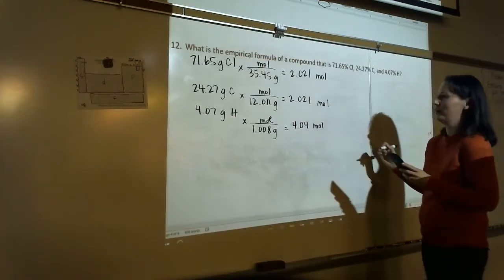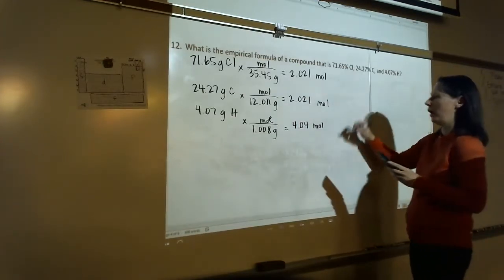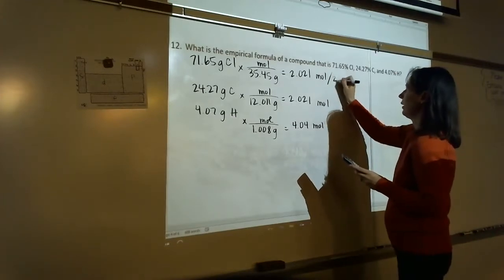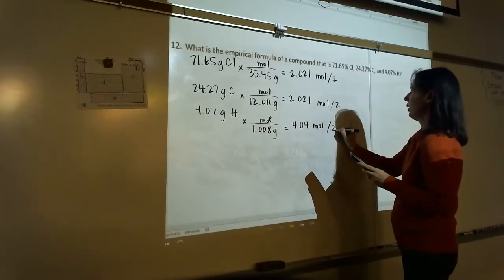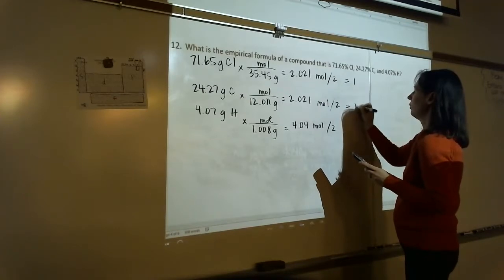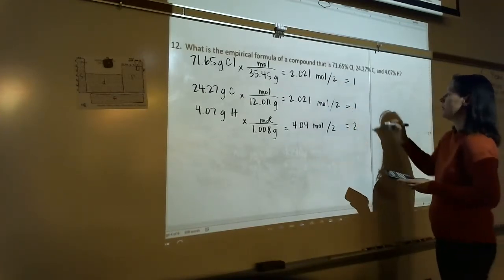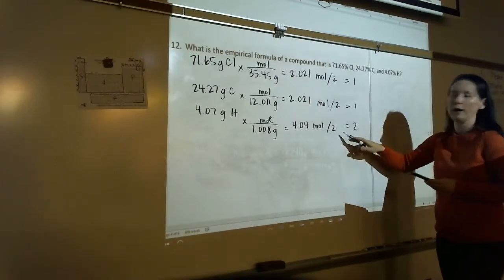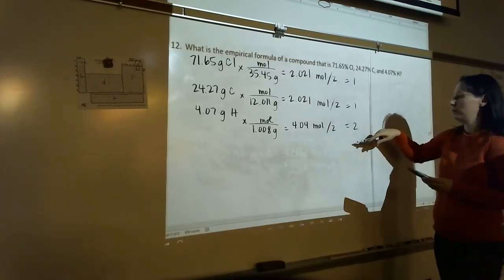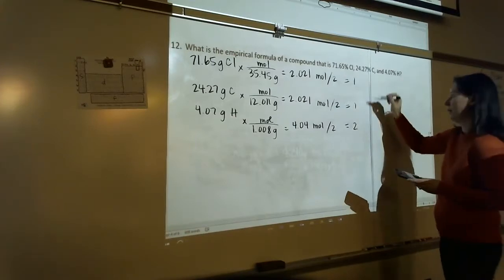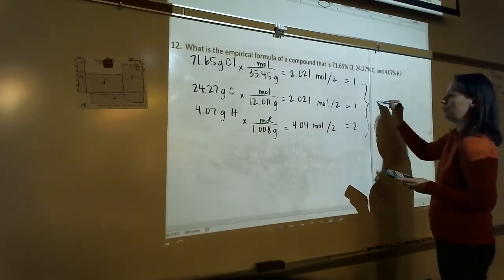Okay, what do we do now? I divide by the smallest. Divide them all by the smallest number, so let's just round it to 2 because we all know what it's going to give us. 1, 1, 2. There's no 0.5 involved there, right? So if you were to happen to get a 0.5, what would you do? Times 2. You would double everybody, right?